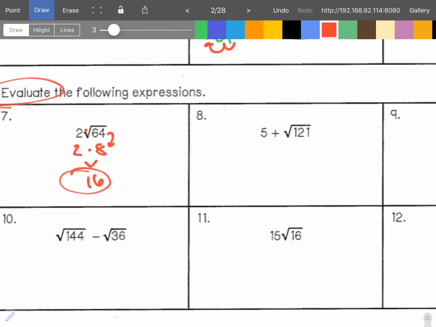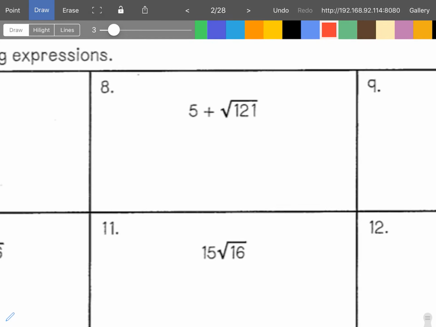They're really not that difficult. Deal with the square root first. So like in this one, number 8, we've got 5 plus, and then you have to figure out what is the square root of 121. If you have to flip back to the front page, you can. It should be 11, and then 5 plus 11 is going to be 16.